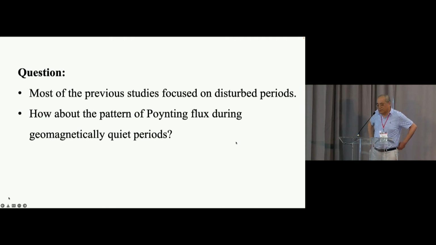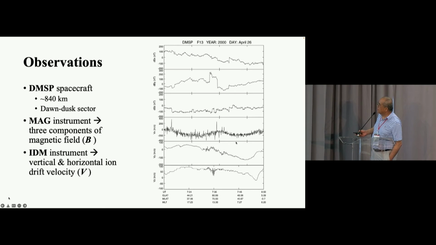So this is mostly the background, a summary of previous studies. The one point they want to make is that previous studies focused mostly on storm time. This study is talking about using DMSP to do quiet time studies, to see how much energy is Poynting flux into the thermosphere and ionosphere during quiet time, and what the characteristics of this Poynting flux are.